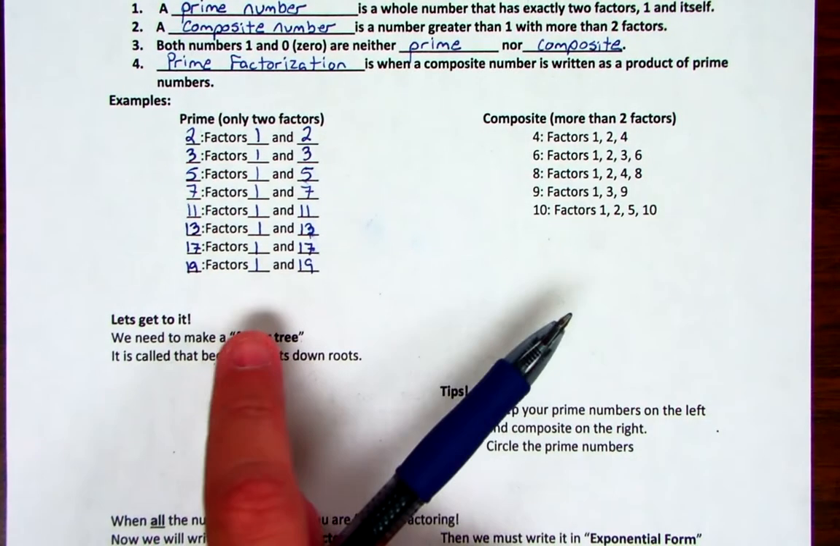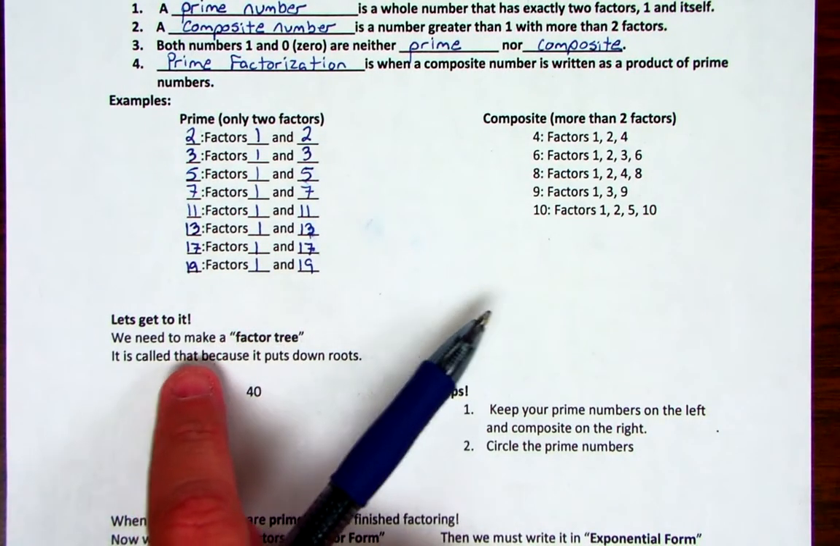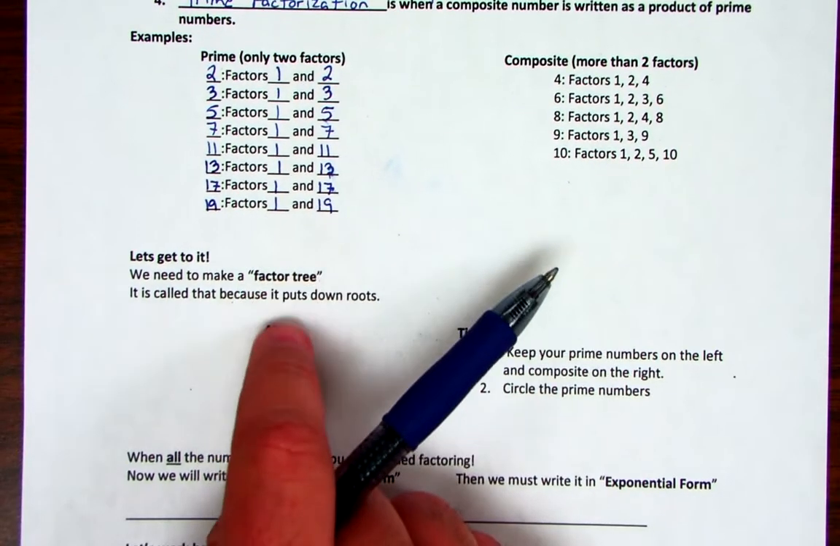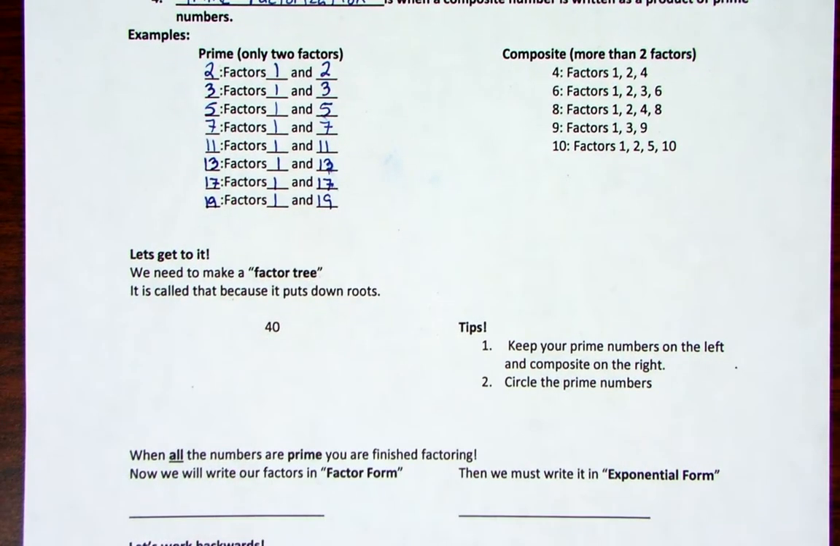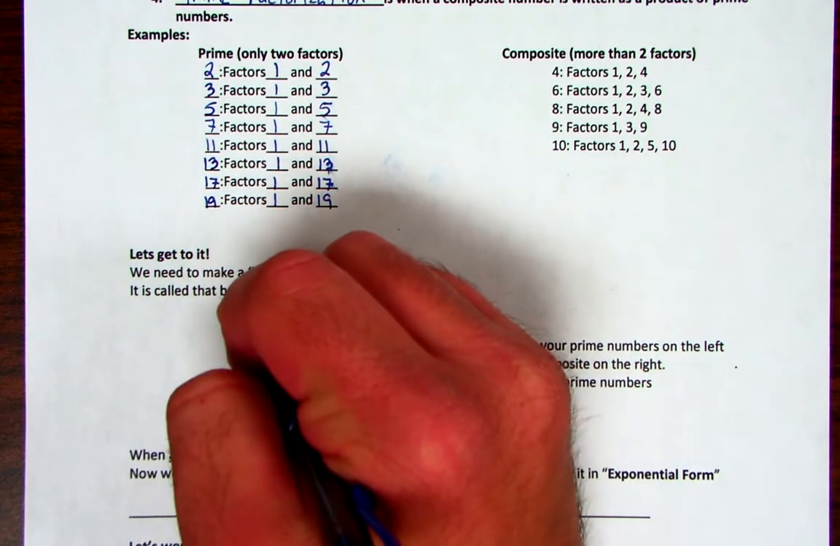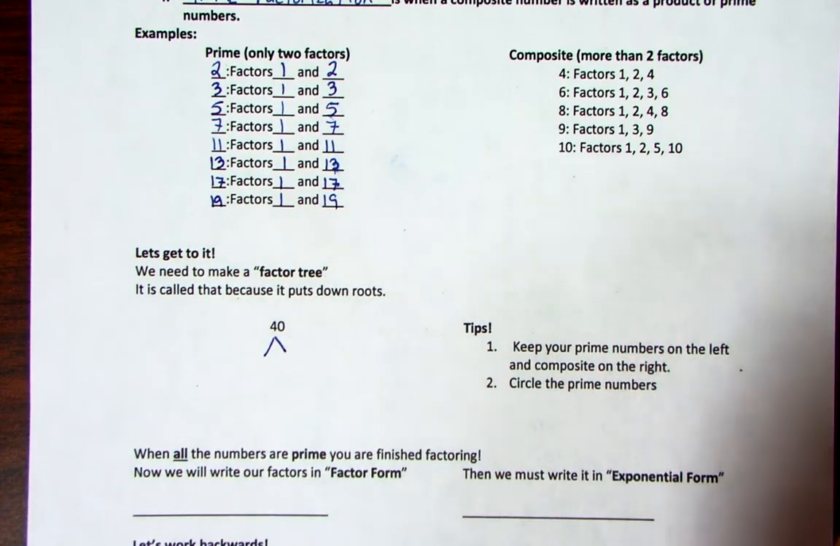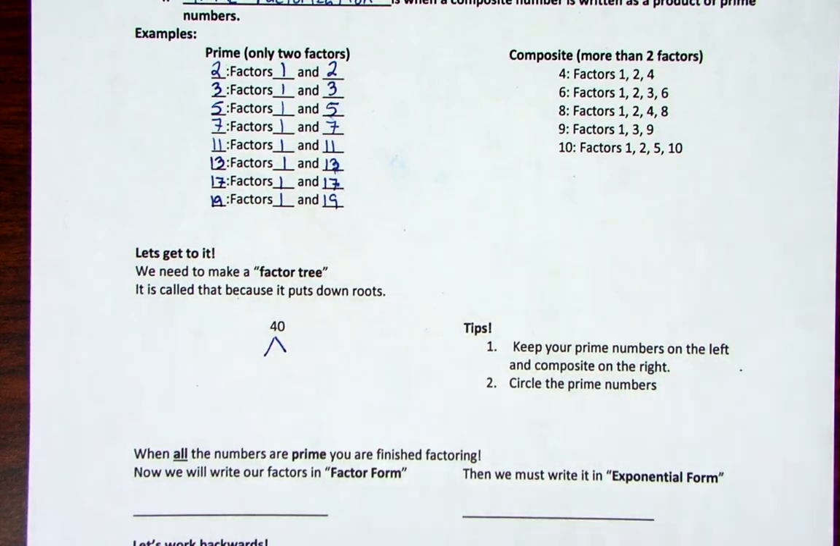We need to make a factor tree. It is called that because it puts down roots. Okay, so here's the number. We're going to turn this into prime factorization. Okay, so now, what multiplies to give you 40? Some of y'all are going to be like, 4 times 10. Some of y'all are going to be like, 2 times 20. Some of you are going to say 8 times 5. There's a lot of numbers that multiply to give you 40, right?